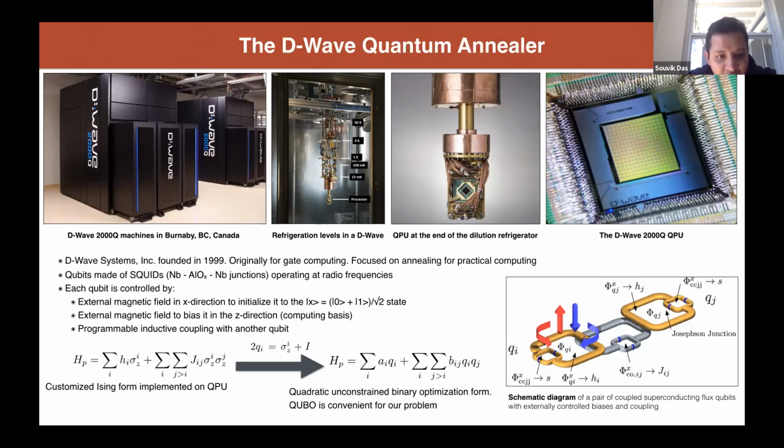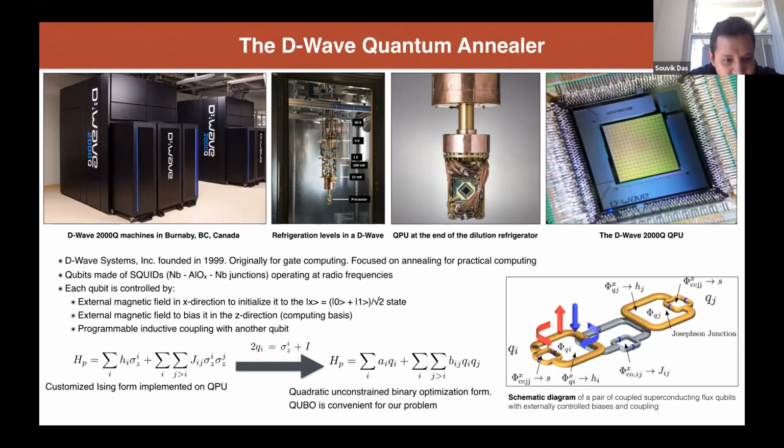Okay, and then slowly we turn off this x direction magnetic field and turn on the problem Hamiltonian, which is in the z direction. Also the mutual inductances between the qubits, such that the ground state of this new mutual inductance and external magnetic fields is the solution to the problem you're looking for. So you can simply look at it.